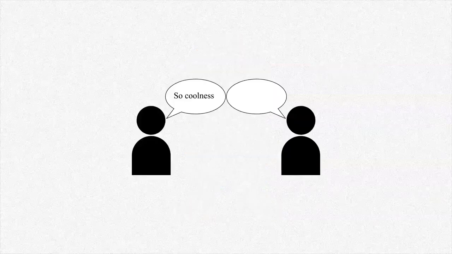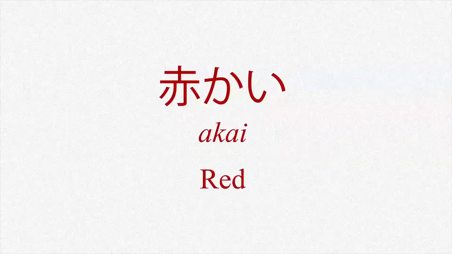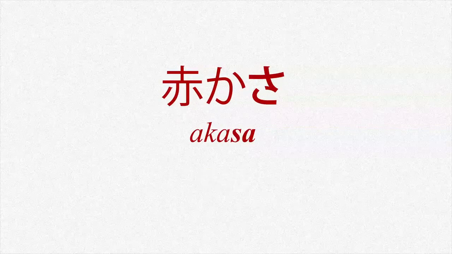You can also make i-adjectives into nouns, like we can in English by adding -ness. For example, coolness or interestingness. To make i-adjectives into noun form, change the final i to sa. For example, this means redness.